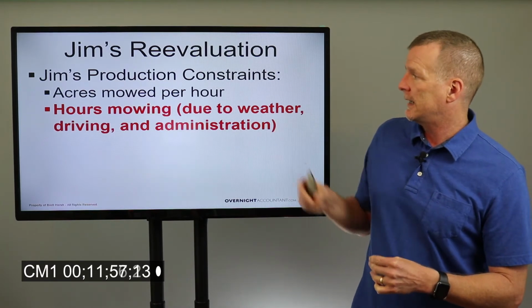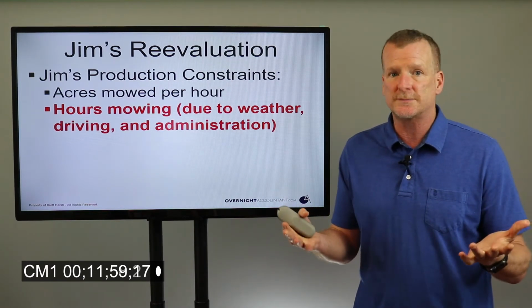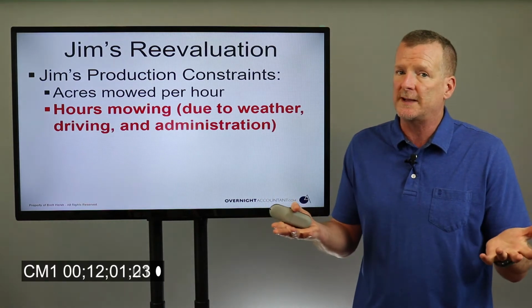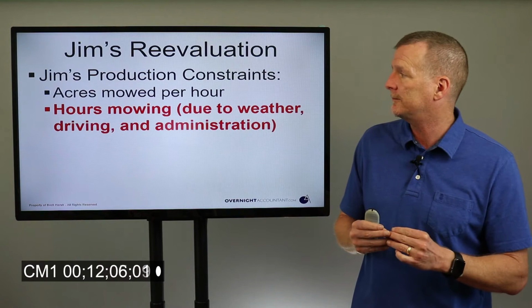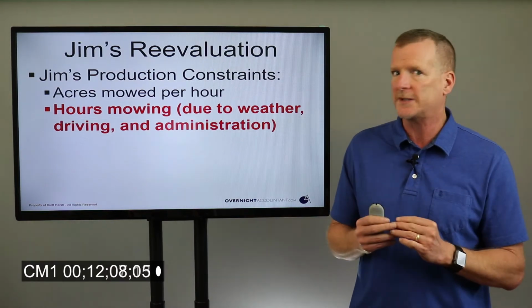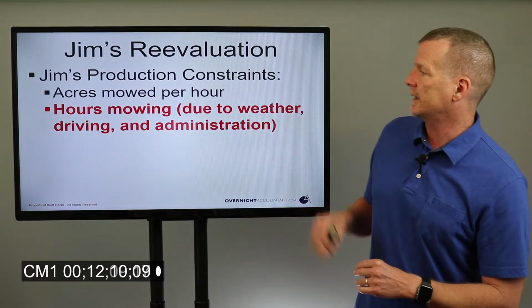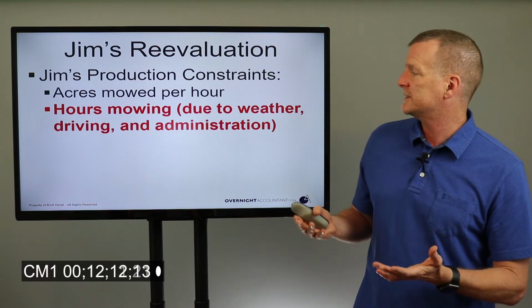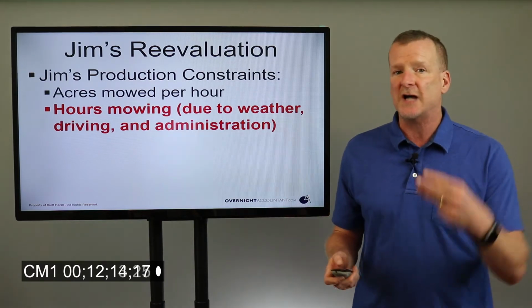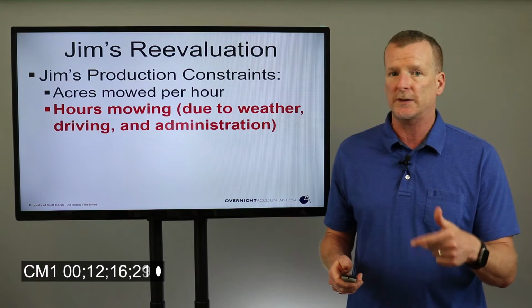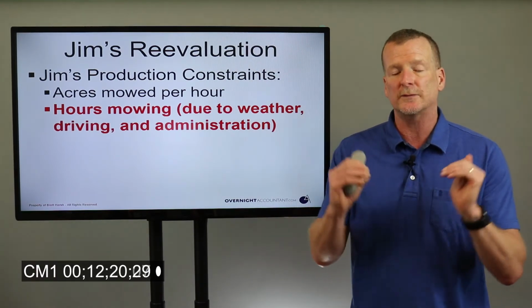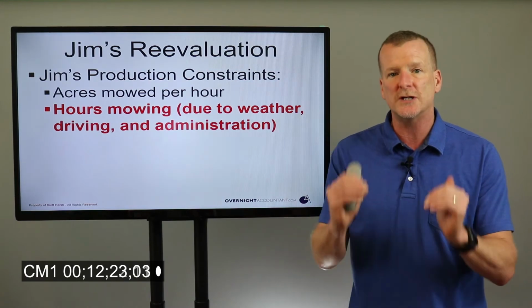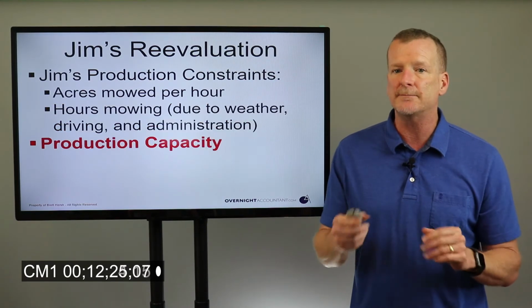Now, acres mowed per hour, that's really limited to his equipment and the geographical landscape, the type of lawn he's mowing. I mentioned geographical constraints earlier. That would be an example of a production constraint, which I didn't think of till just now. Okay, hours mowed, this would be limited due to weather, driving, and time he spends doing administrative work, whether it's bookkeeping or marketing. There's a lot of work a small business owner has to do that's not directly related to generating revenue. You've got to keep that in mind.